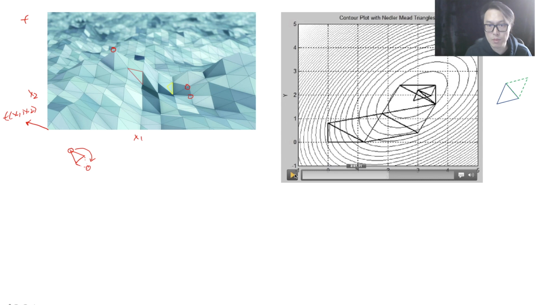So that we come up with something like that. Reduce the size of the triangle so that we are going to refine the solution, so that we are able to find the local minimum. Yeah, so that is the thing we are going to do.